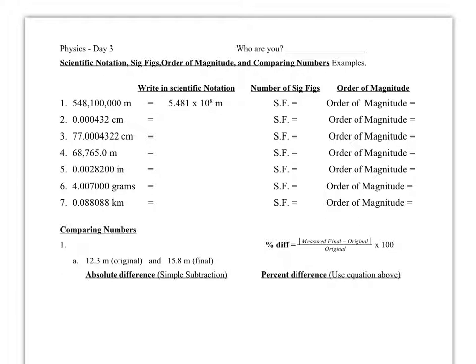This first number has 4 sig figs. The zeros do not count. So I can put that over here, 4 sig figs. I'll go to order of magnitude in a minute, but I'm going to do all the calculations into scientific notation first. For example, number 2 has 3 sig figs. You don't count the initial zeros. So in scientific notation, it'd be 4.32 times 10 to the negative fourth.